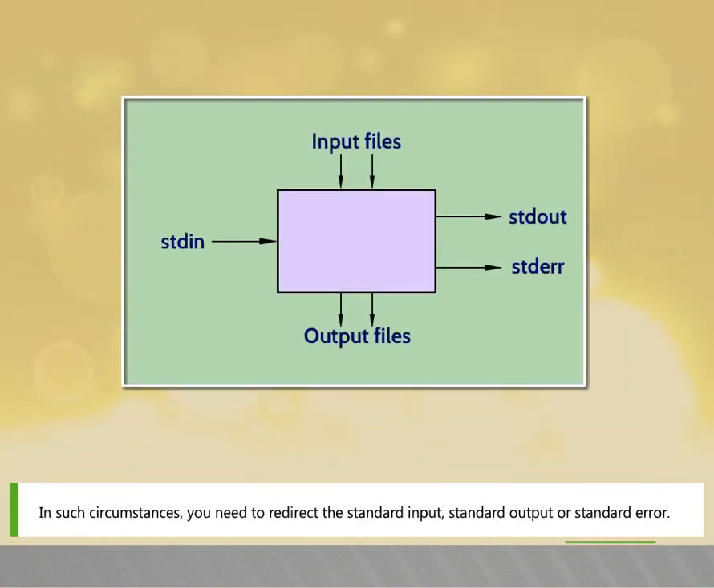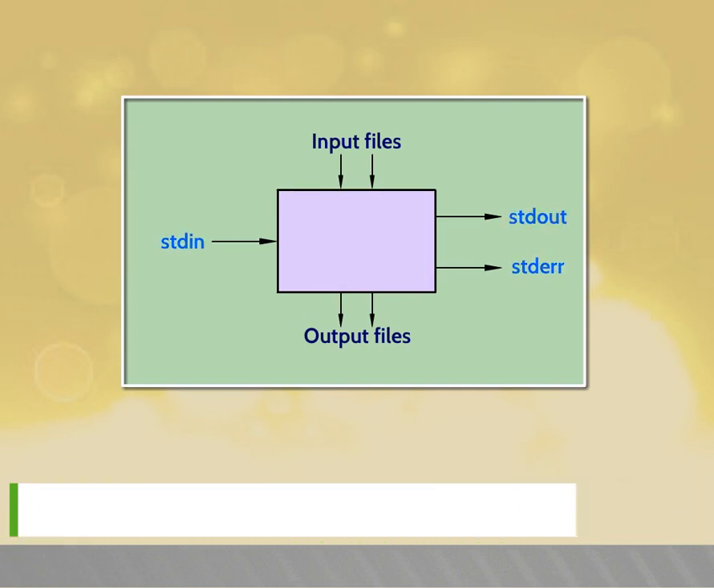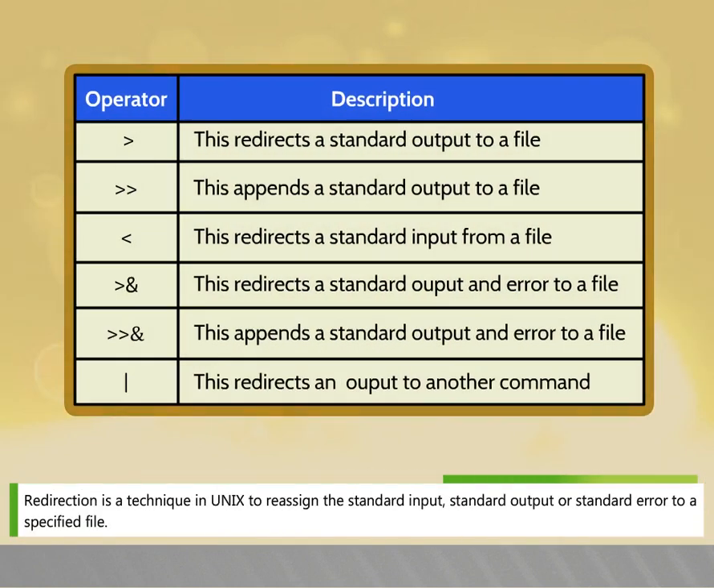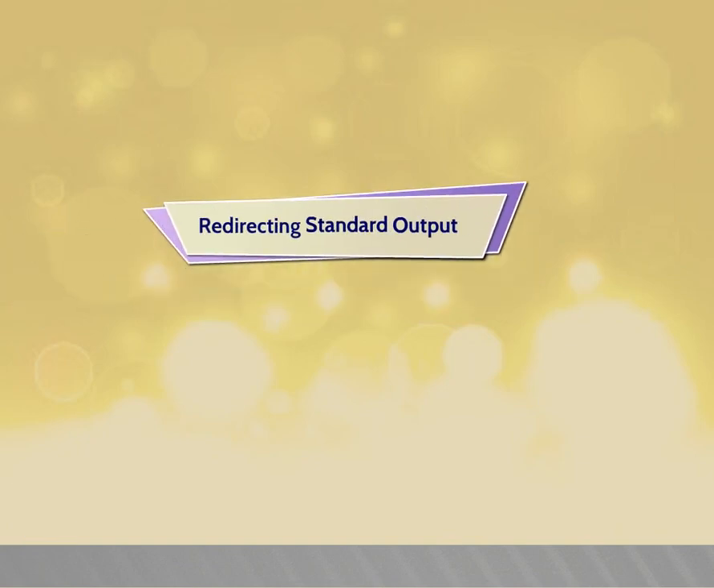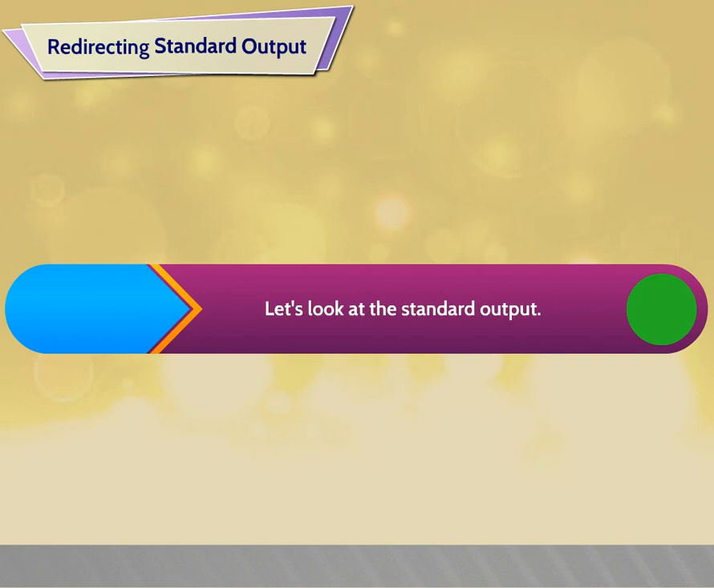In such circumstances, you need to redirect the standard input, standard output, or standard error. Redirection is a technique in Unix to reassign the standard input, standard output, or standard error to a specified file. Redirecting standard output. Let's look at the standard output.